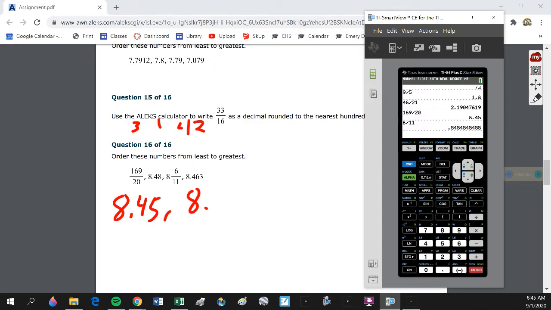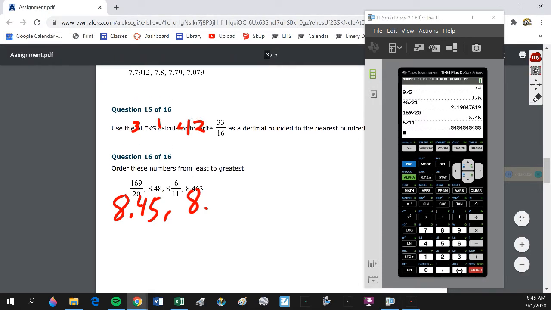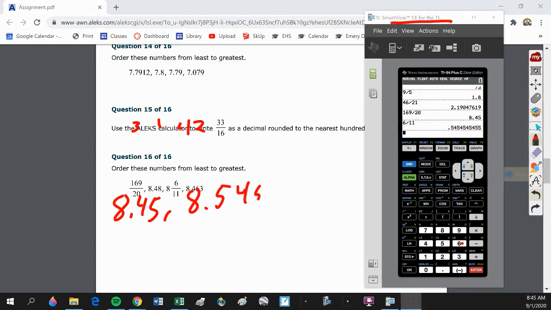So 0.5454. That goes on forever. How many numbers do I need to put there? You just need enough to figure out which one of these is larger or smaller. What do we do with decimals that go on forever and repeat? We just put a line over the repeating portion. And that tells us, oh, it's 545454 forever. Okay? All right. Get to work, guys.